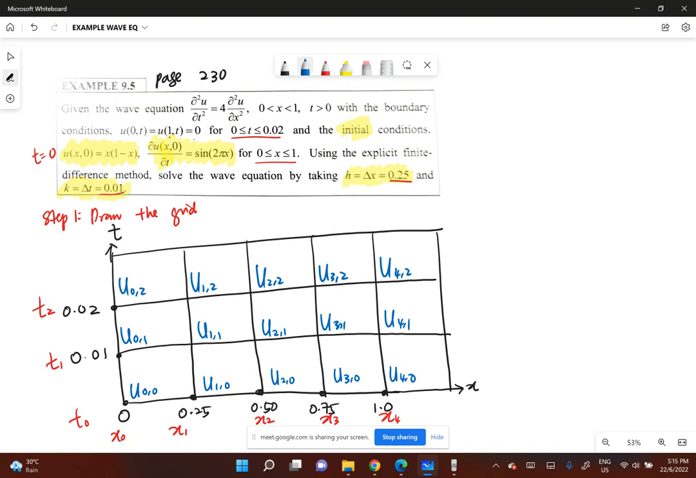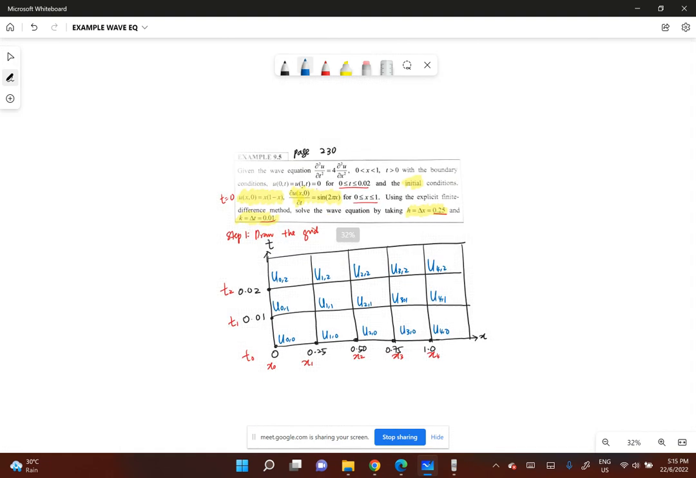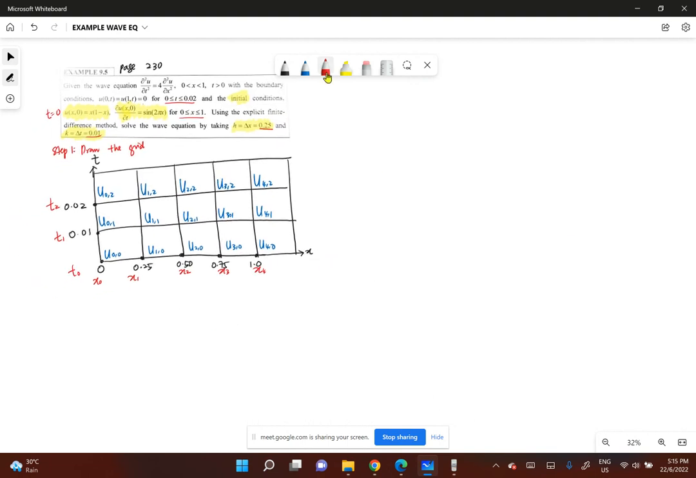Okay, doctor. Now we have to consider the initial condition. Like the previous example, after we draw the grid, the next step 2 is to consider the initial condition. The first initial condition is this one.